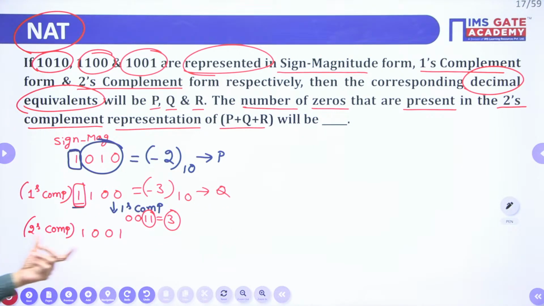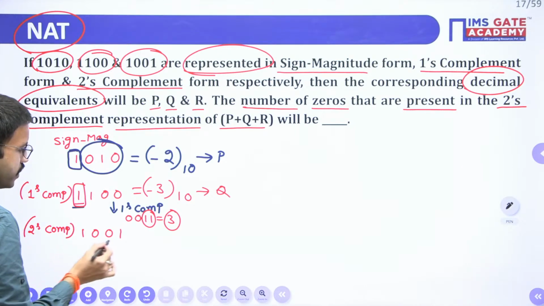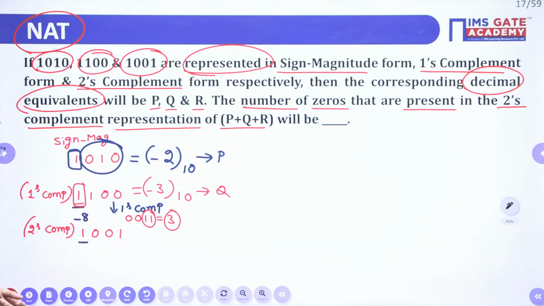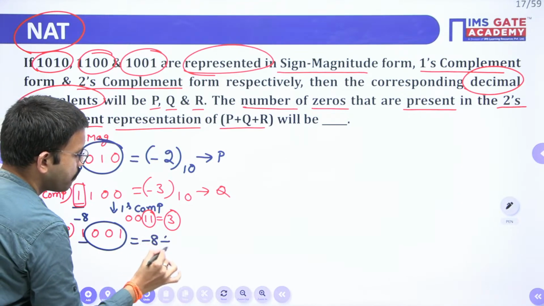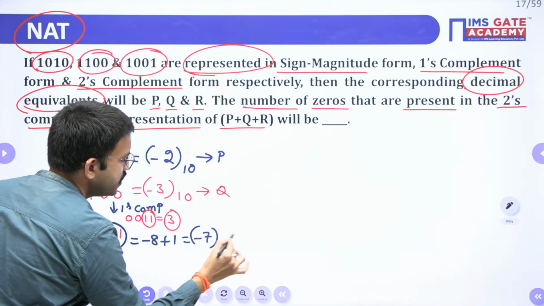Now regarding 2's complement, I hope all of you understood from the previous question. Here the sign bit is 1, so the corresponding position weight is -8. And 0, 0, 1 is nothing but 1. So here -8 plus 1 is nothing but -7. So this is R.